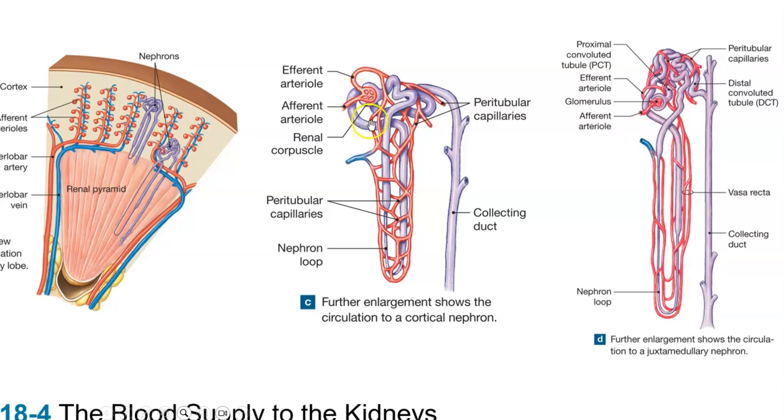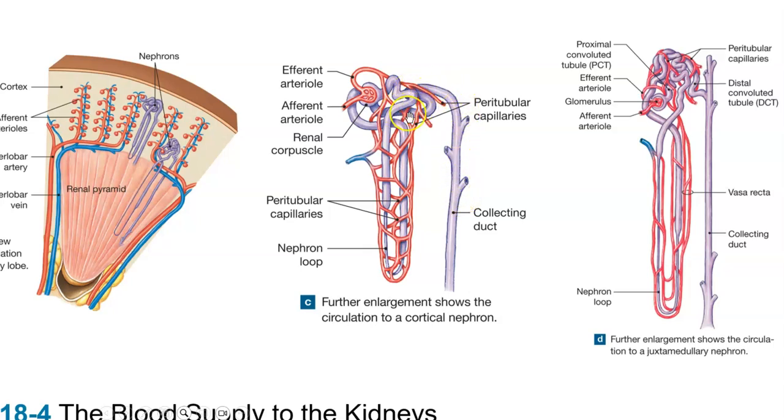And then the filtrate, which is going to have to be modified before we call it urine, leaves here and travels into the proximal convoluted tubule, down the nephron loop called the descending limb, and then up the ascending limb. And now you get to another collection of tubules called the DCT, or distal convoluted tubule. And the DCT empties into the collecting duct. So the structure in purple is your nephron, and that is what is producing the urine.